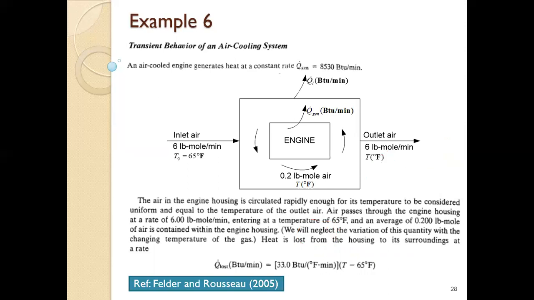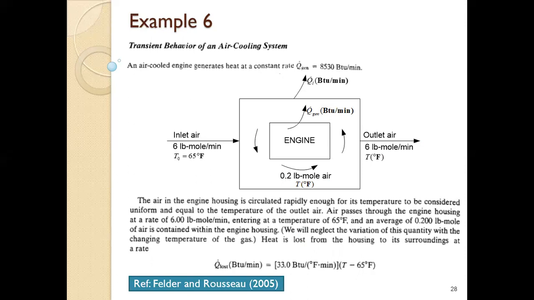For this case, we have the engine. This engine is used to generate heat or energy. The air inside the engine housing is circulated rapidly enough. We circulate the air around this engine. We have the inlet and outlet. The flow rate of air is equal. We know the initial temperature of air, 65, but we don't know the temperature in this housing. We flow the air to circulate around the engine.